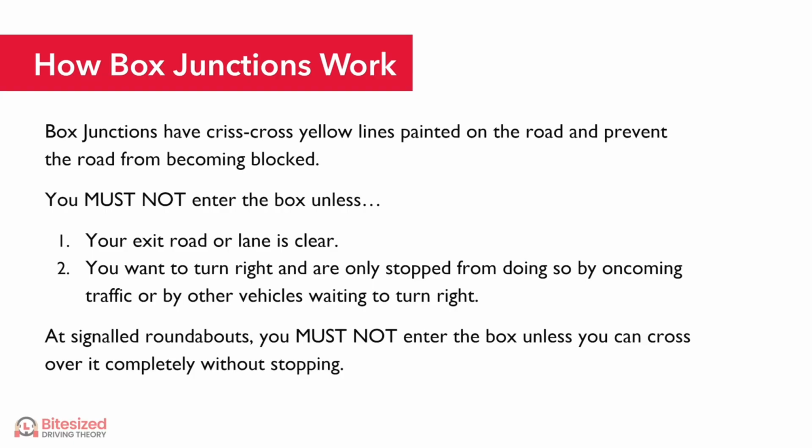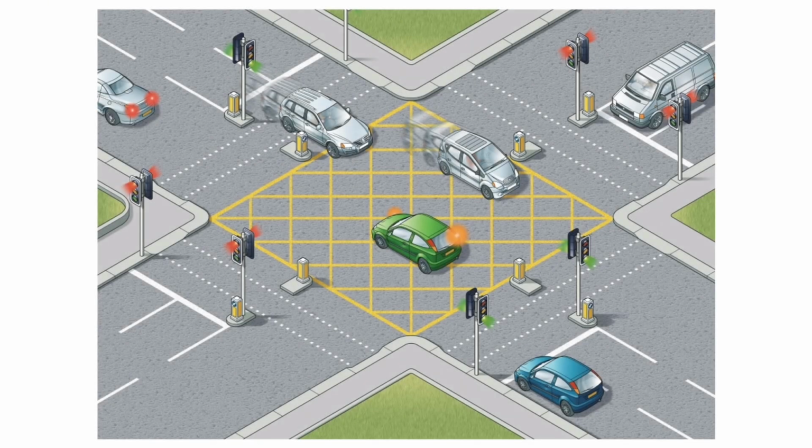And then at signal roundabouts, you must not enter a box unless you can pass over it completely without stopping. On some roundabouts, you might see small areas that have the yellow lines painted across the road with the crisscross markings, and you must not enter those until you can pass over them completely. But at a standard box junction, you must not enter the box until you can either clear it completely, or if you're turning right and you're stopped by other vehicles. And we'll have a look at an example of that now.